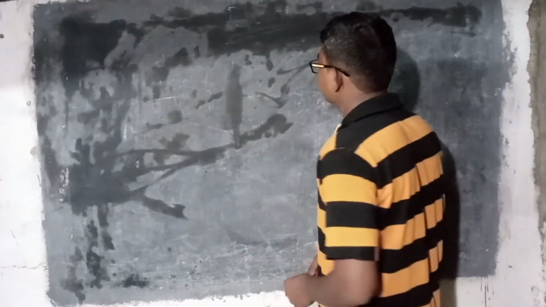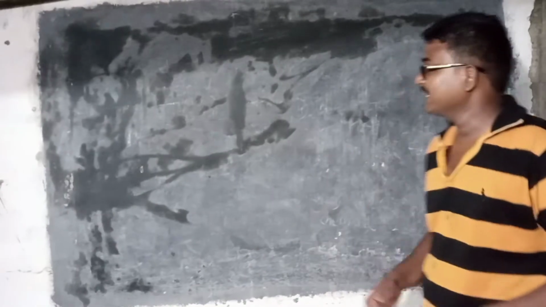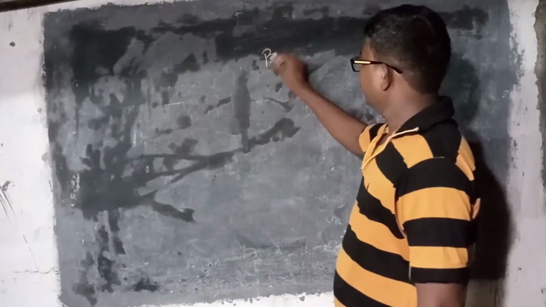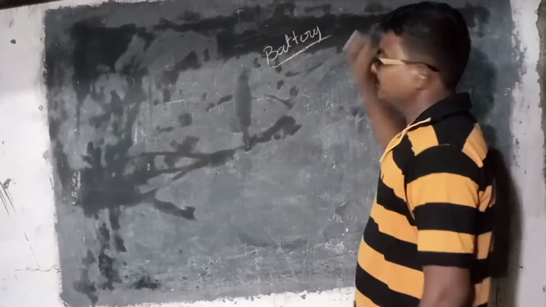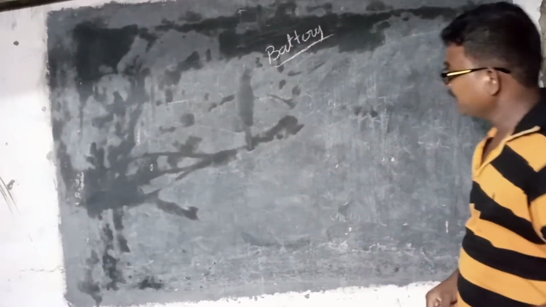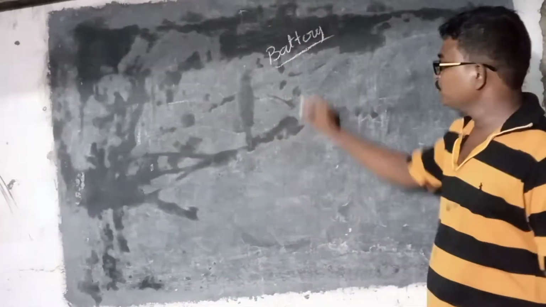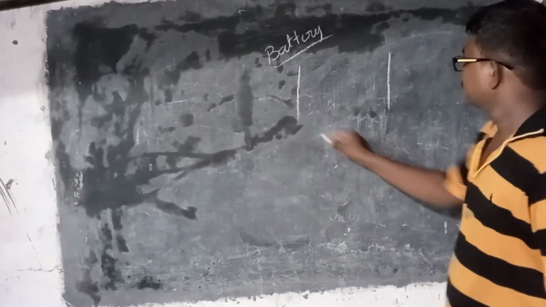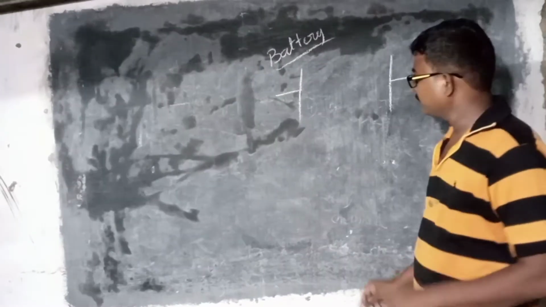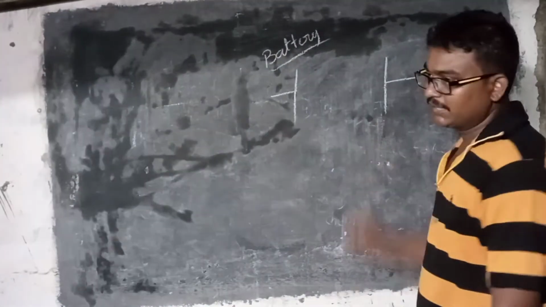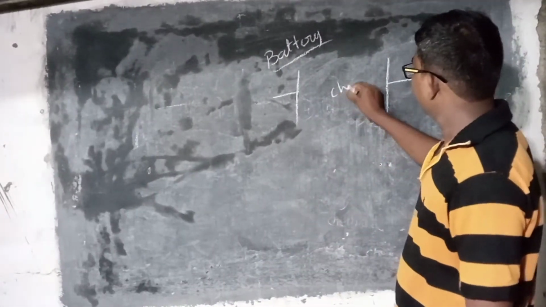So my dear students, today we are discussing about battery. We buy batteries for electrical uses. Mainly a battery has two terminals. That means a battery has two metal plates. Inside the battery, a chemical is there.